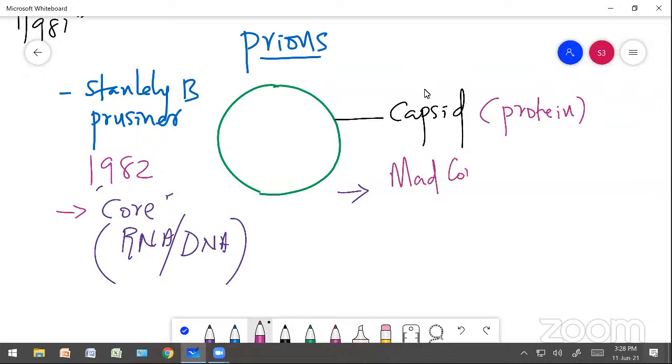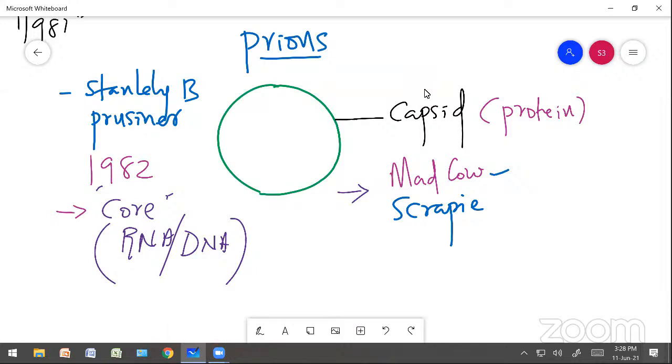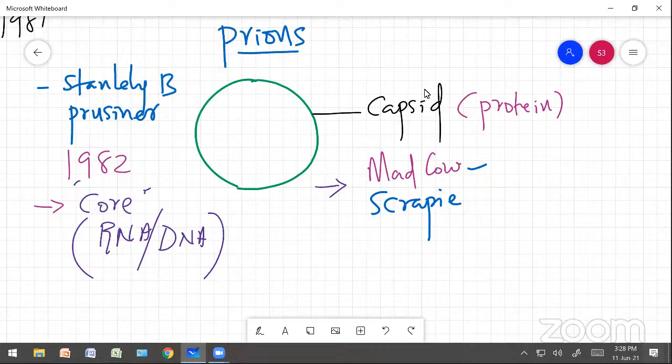mad cow disease, and one more disease, scrapie. One more disease, scrapie. So there are two diseases caused by this prion. One is mad cow and another is scrapie disease, right? This mad cow disease is also known as CJD.